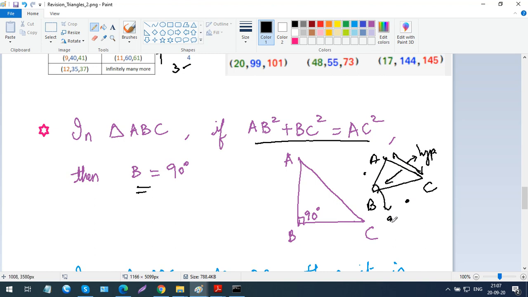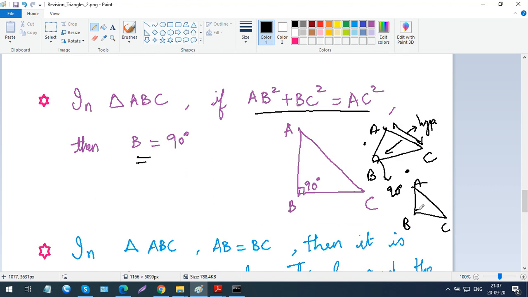Understood? So you can redraw your triangle like this: B as 90 degrees, A and C over here, or A and C the other way around also, that doesn't matter, but B being 90 degrees is what is important. How do you figure that out? You ask what is AC? AC is your hypotenuse, so the angle opposite the hypotenuse will be your 90 degrees. Okay, now come to this point.